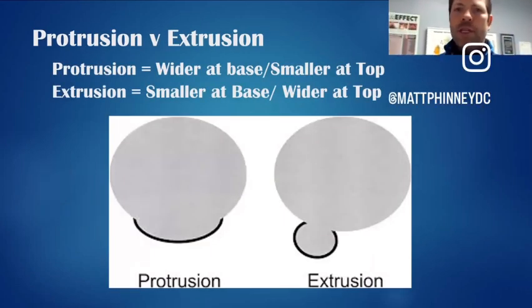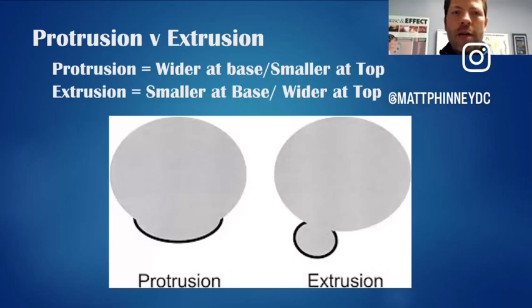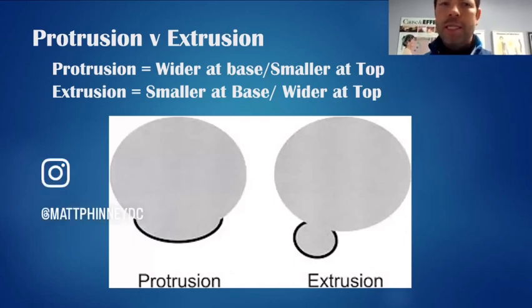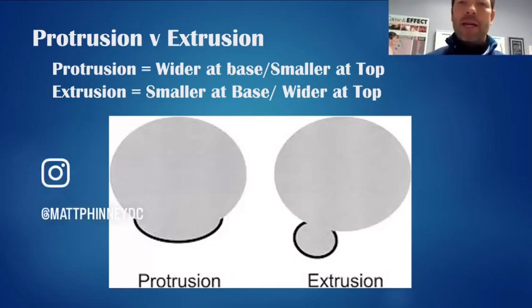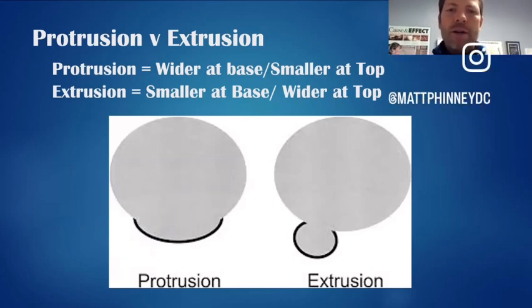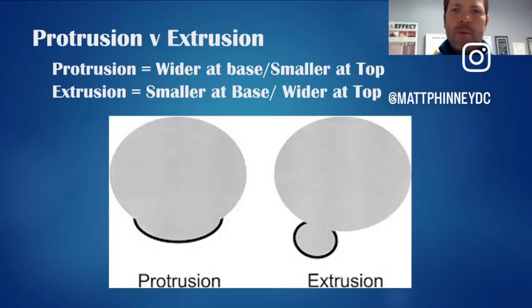Protrusion and extrusion, these are both forms of herniation. For protrusion, look at the lower left and think of a pro football player. Protrusion, they've got that wide stance, which means the base is wider than the top. And extrusion means the top of the herniation is wider than the bottom. Those can go up and down the canal, and they can cause other types of problems. They can be more difficult to treat.